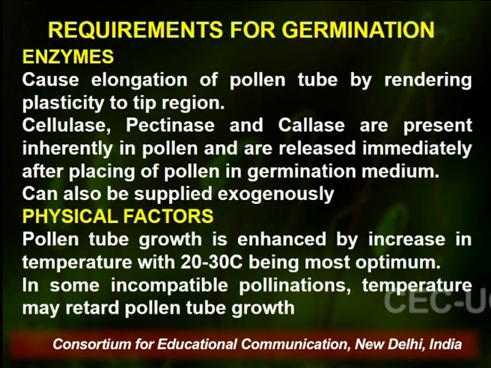The physical factors are also important in germination of pollen tubes. Pollen tube growth is enhanced by increase in temperature. Now 20 to 30 degrees is the most optimum temperature for germination of pollen grains. In some incompatible pollinations, temperature can retard pollen tube growth.